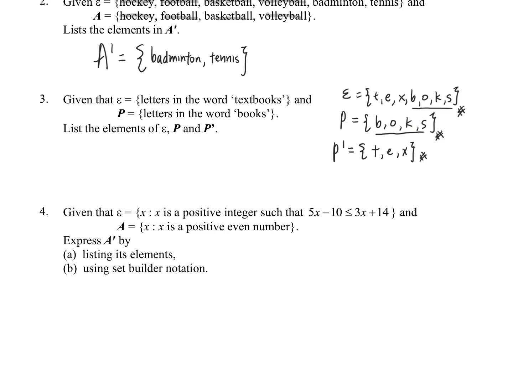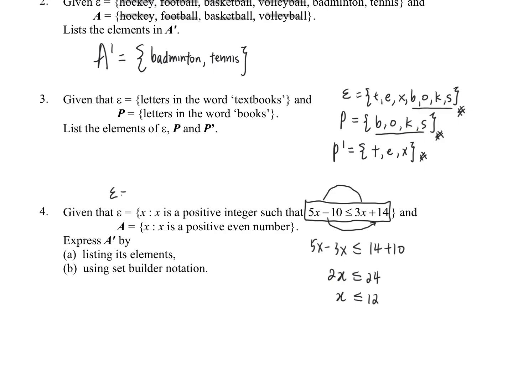One last question. E is a positive integer that fulfills this inequality. So just try to solve it. Bring the 3x over. Bring the minus 10 over. So x is just less than or equal to 12. I want all the positive integers less than or equal to 12. So it is 1, 2, 3, 4, 5, 6, 7, 8, 9, 10, 11, 12. That's in my universal set.